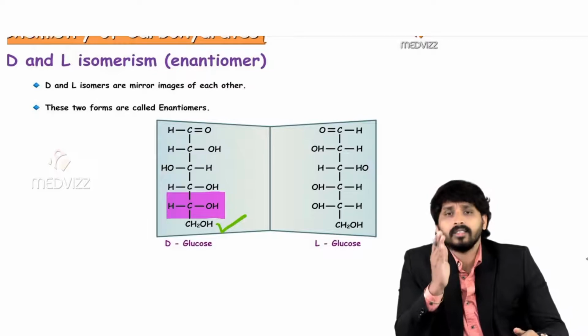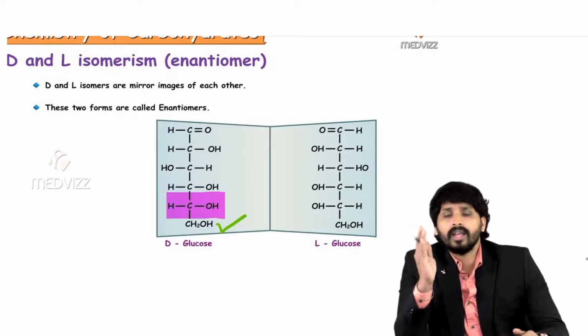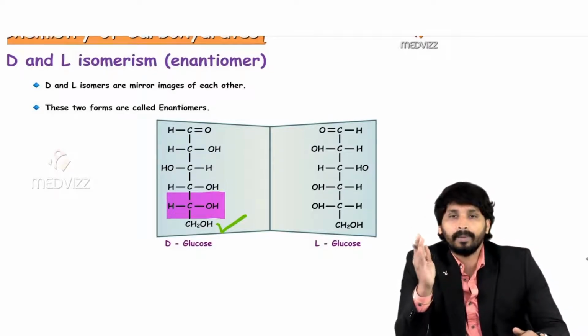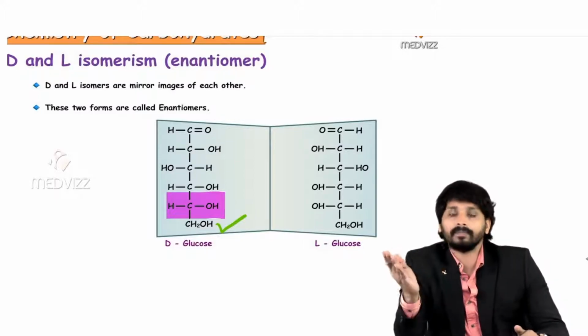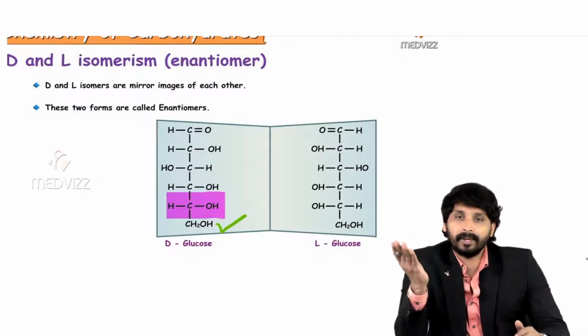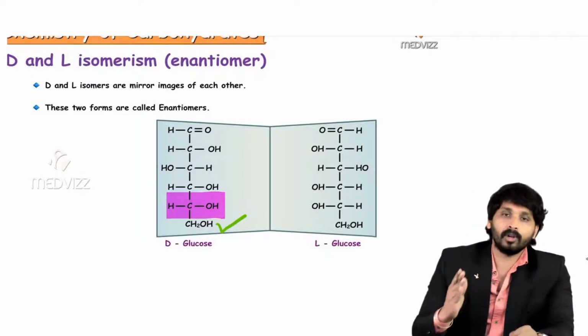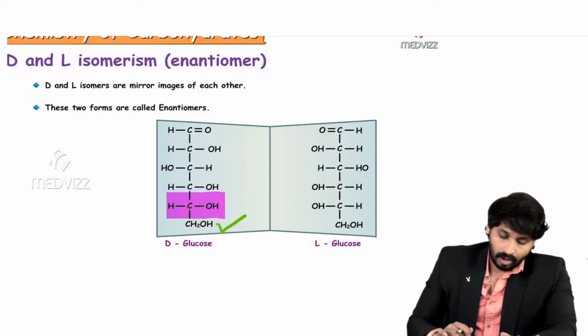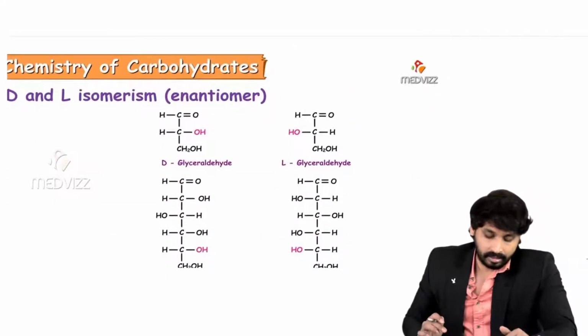If you see the same D-glucose in the mirror, this particular OH will appear on the left side. That means whatever hydroxyl groups were on the right side will appear on the left side. So that will be known as L-glucose. I can show you a few more examples here.